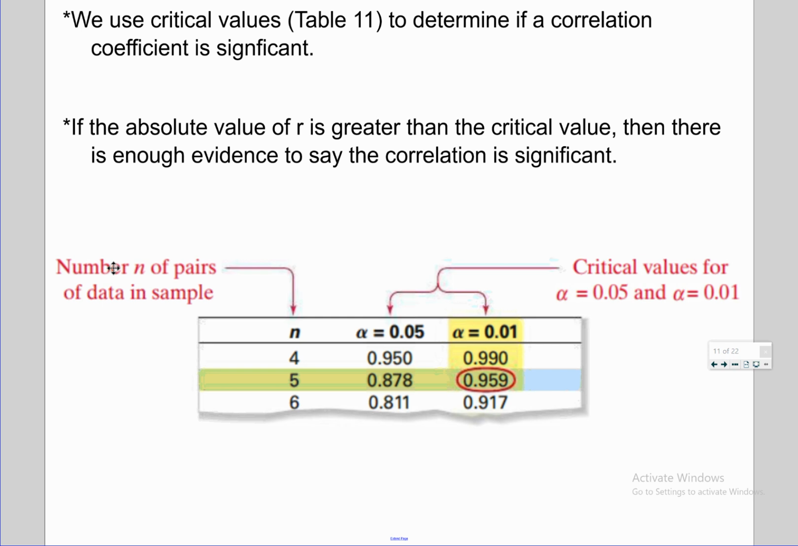Okay, so how we determine if an R value is significant. We're going to find a critical value in a table in your packet. This table that you're looking for is the very last one, table 11. Says critical values for the Pearson correlation coefficient. Remember, that was that other name for R. So you're going to have a level of significance. It will either be the 0.05 or the 0.01. We don't worry about having to solve for that on our own.